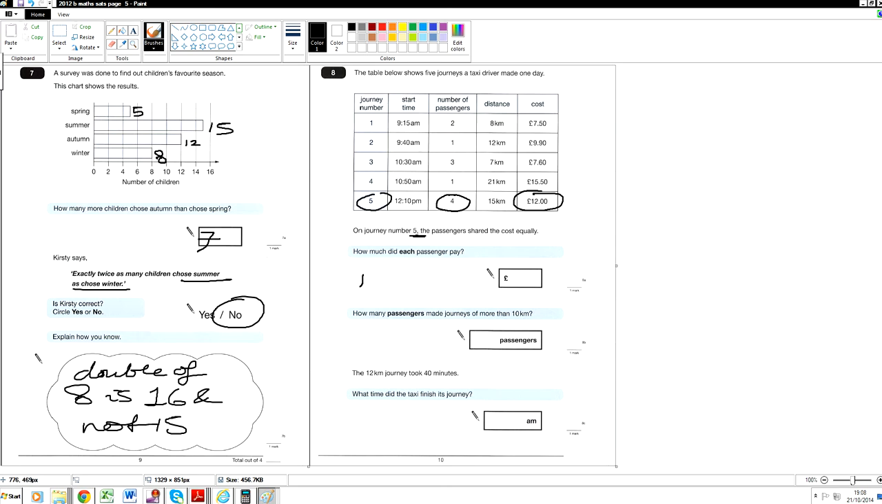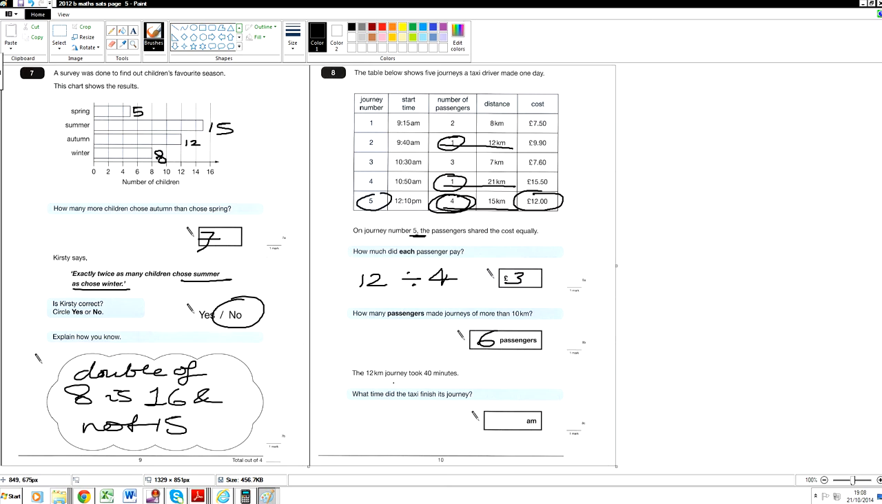Okay, so the calculation is 12 divided by 4 people, £3. How many passengers made journeys of more than 10 kilometers? So it's going to be this one, and this one. So how many passengers? 1, add 1, add 4. That gives us 6.